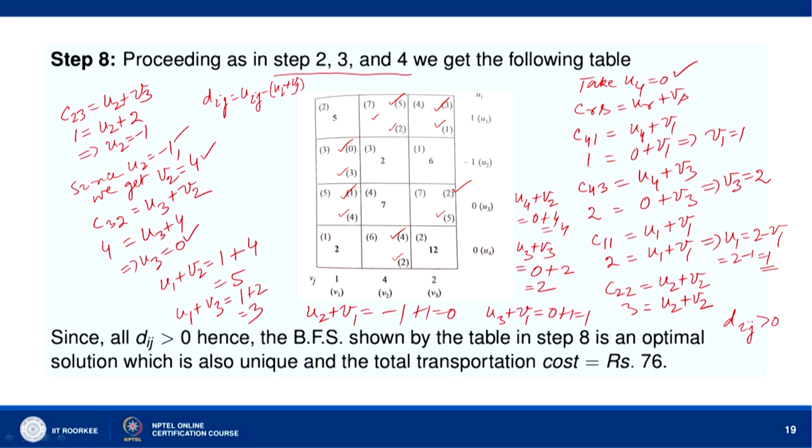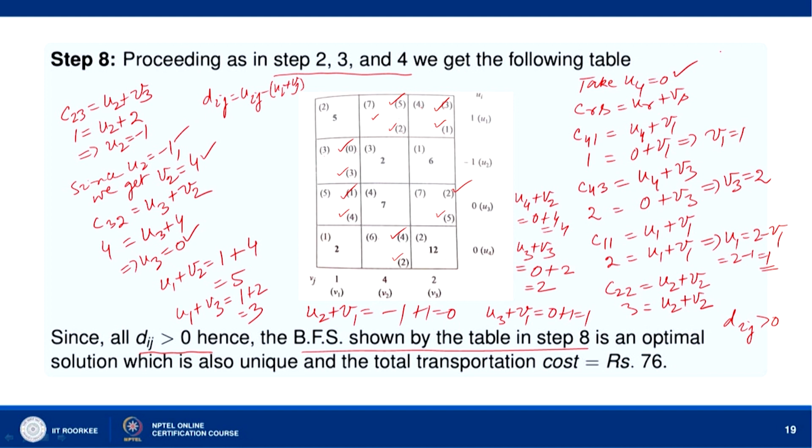Okay. So, Dij is greater than 0, and therefore, the BFS shown by the table in step 8 is an optimal solution, which is also unique, and the total transportation cost we can find.